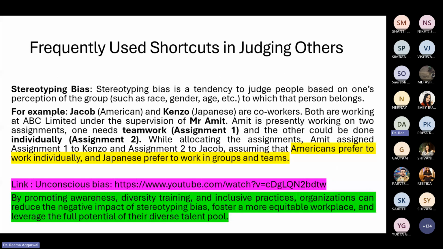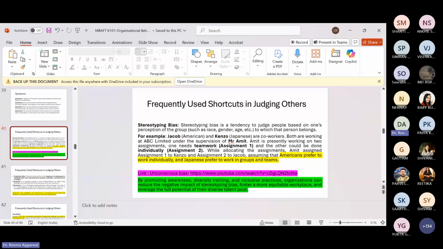Now, frequently use shortcuts in judging others. I hope my slide is visible to you all. Yes, ma'am. Okay, so I'm taking the access to mic. I will give you later.